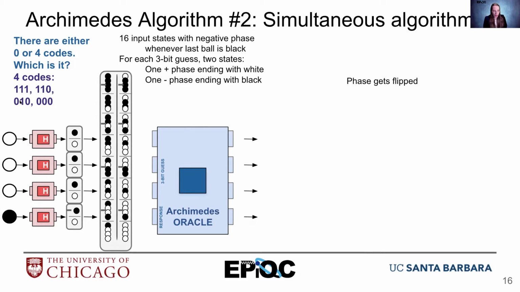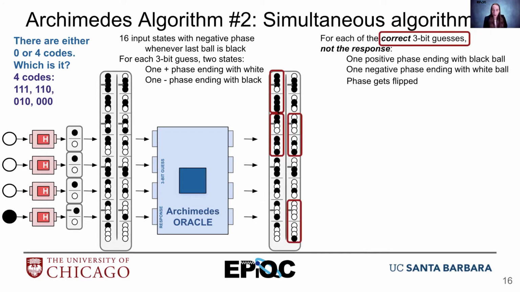So there are 4 of them, 0, 0, 0, which is down here. So this pair will get flipped. 1, 1, 1, this pair will get flipped. 1, 1, 0, this pair will get flipped. And 0, 1, 0, this pair will get flipped. So let's look at that happen. Okay, so those are the 4 pairs that got flipped because those are the secret guesses. And so what ends up happening is the phase of those 4 pairs gets flipped. Okay, it's not a phase kickback, but it did flip the phase of those particular ones.